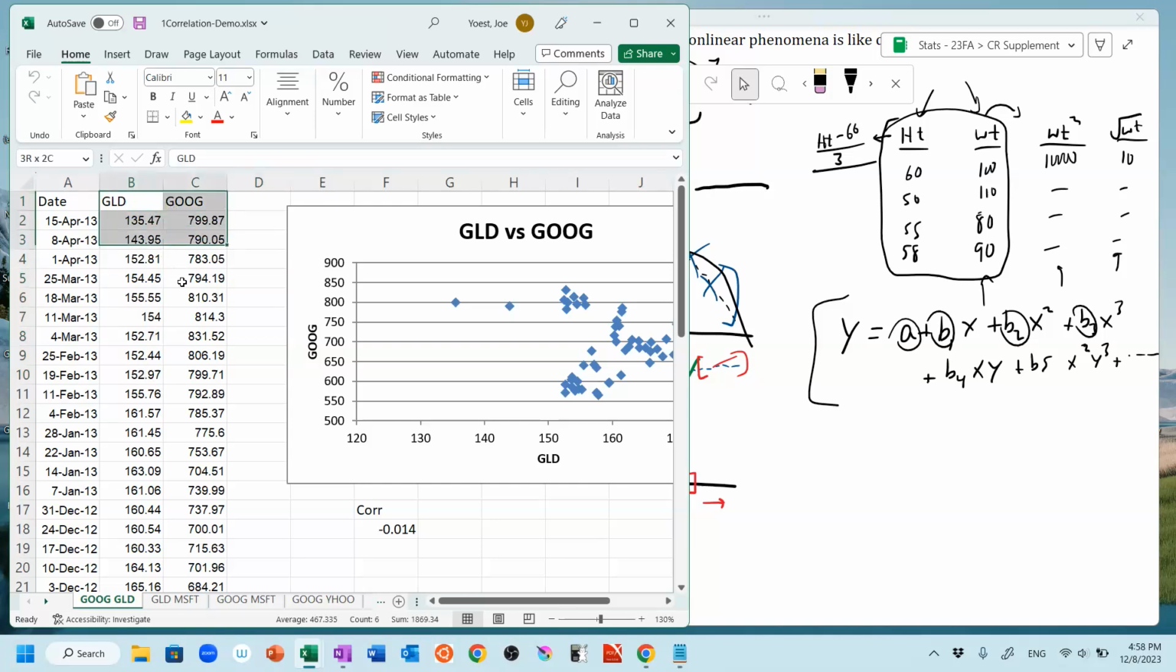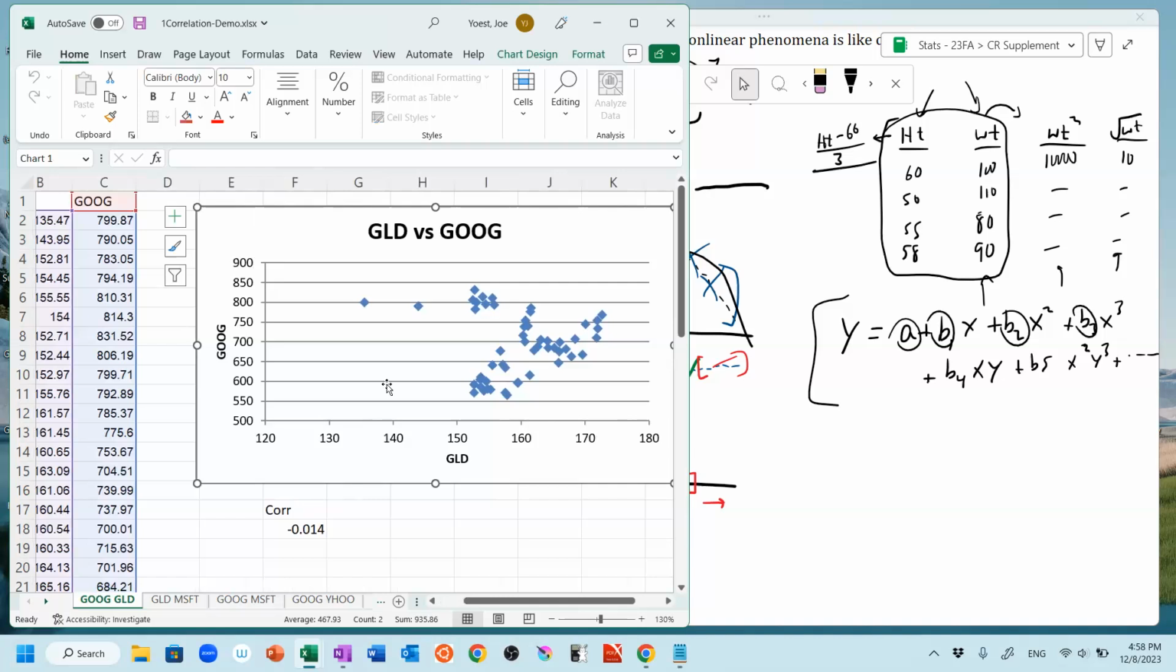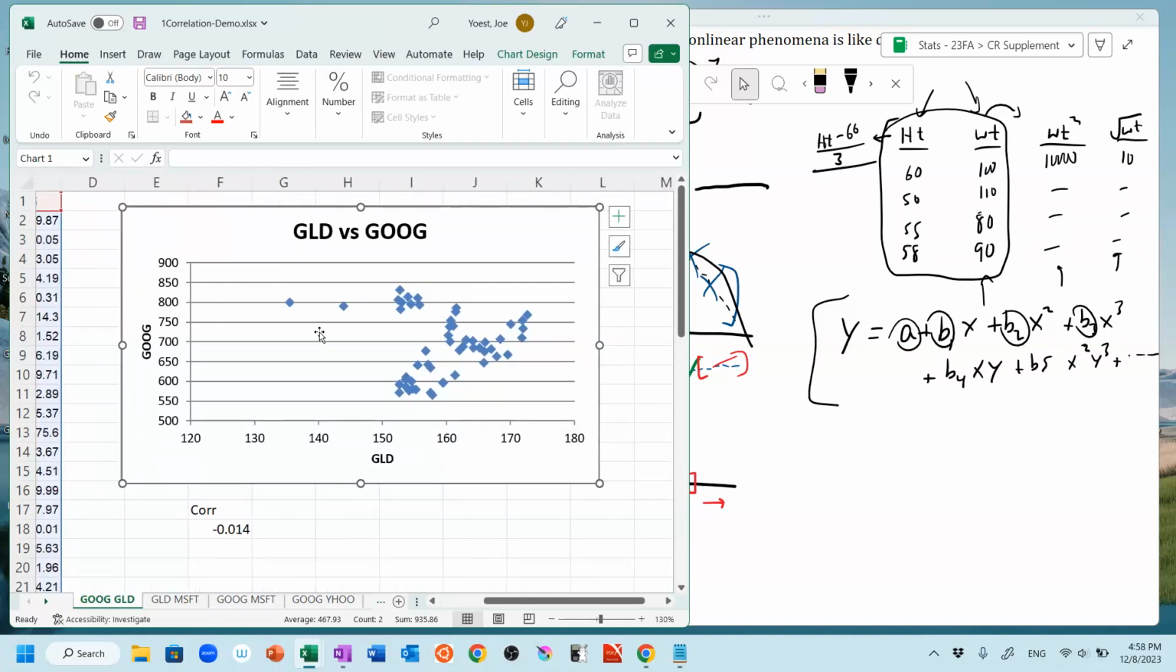And we can plot these on a scatter plot because we see that they're naturally paired. This gold price and this Google price are both related to the date, April 15th, 2013. So I can plot on a scatter plot these two variables. So that's what my scatter plot looks like.